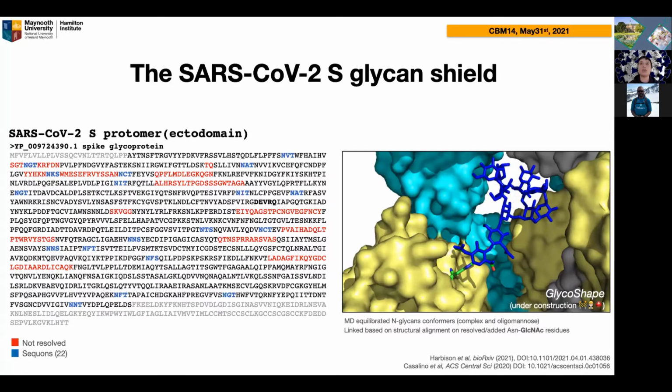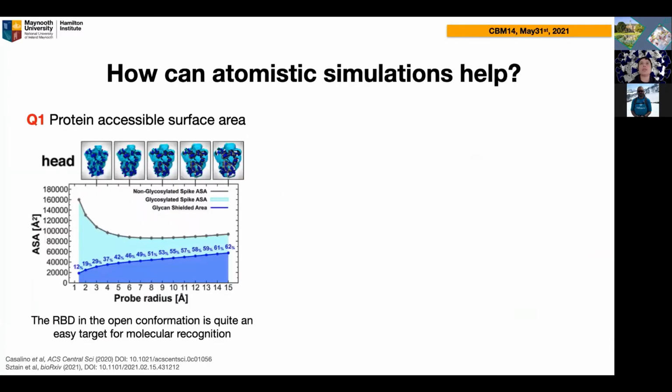And so we produced a completely glycosylated spike, which we proceeded to simulate. So how can these atomistic simulations help? What kind of questions can we answer for you? Being able to reconstruct and view the entirety and the complexity of the glycan shield, we can define the protein accessible surface area. We explored this at length in our first work, where we analyzed the area accessible to antibodies or to smaller molecules that is not covered by the glycan shield when the spike is open or closed.